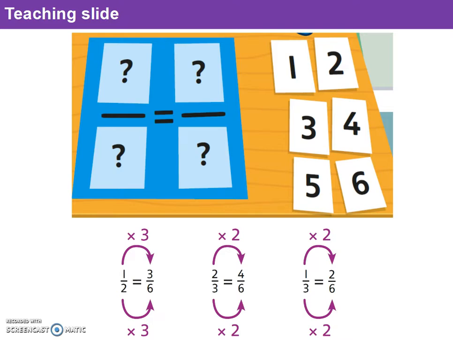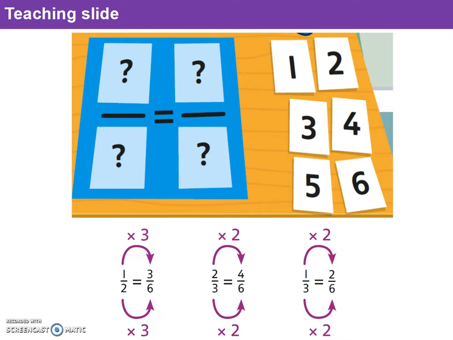If we look at 1/3, 3 times 2 gives me 6, so our denominator doubled gives me 6, and our numerator, exactly the same is going to happen. 1 times 2 equals 2. So we can see that 1/3 equals 2/6.